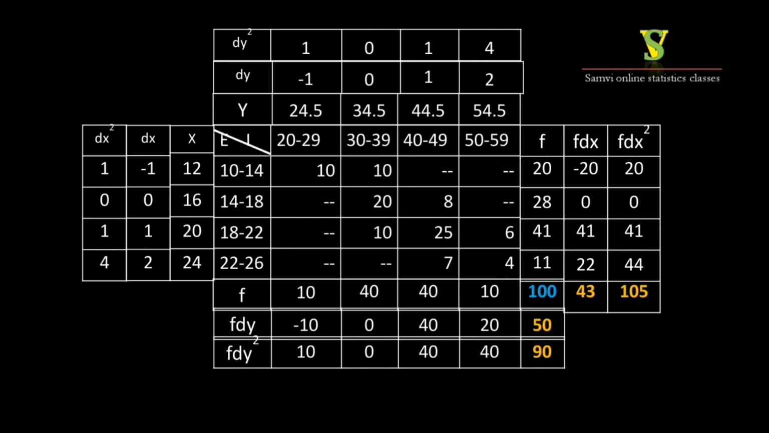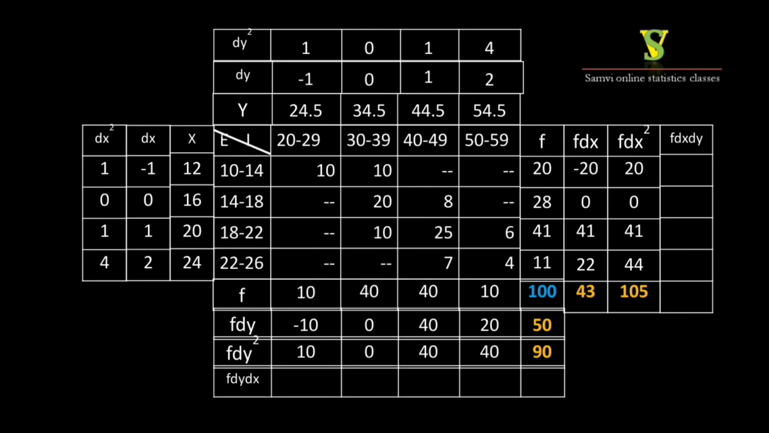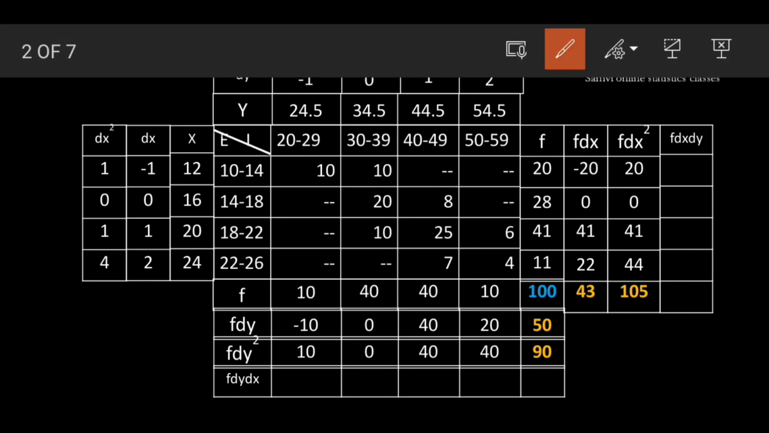Once you have calculated f dx, f dx square, f dy and f dy square, the next step is finding f dx dy and also f dy dx. So we have to calculate like this. Getting? We have to calculate these results. If you want to calculate these results, wherever the numerical values are given, you have to consider small cells like this.